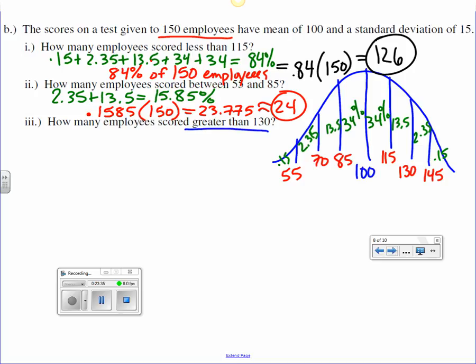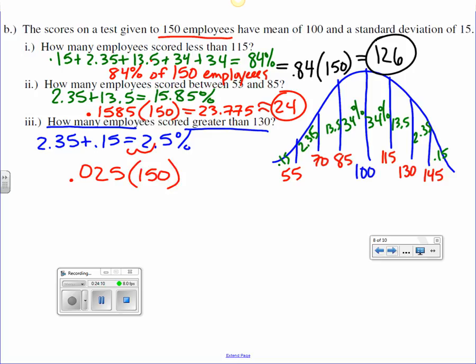What am I adding? Okay. So that gives me 2.5%. Let me call on somebody. Eden, is that my final answer? No, because it's asking how many employees. Cecil, what would I have to do to 2.5%? And it becomes what? 0.025, because you move it 2 places and there's an empty spot. Okay? 0.025 times 150, because I want 2.5% of the 150 employees.